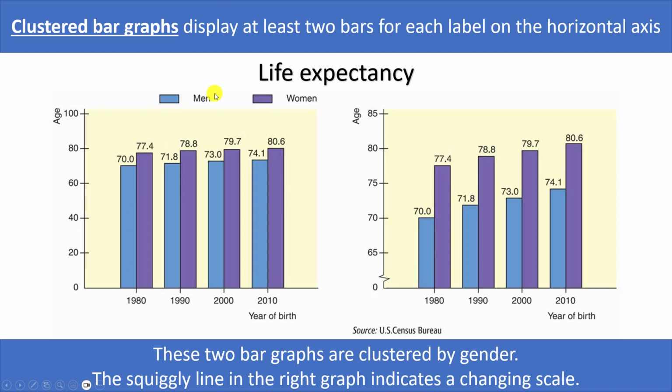So once again, these are clustered bar graphs, and they are clustered by gender because we're showing different genders or sexes clustered together on our horizontal axis, right? And the squiggly line here on the right graph is indicating what we call a changing scale. We're kind of jumping up here, which I would try to avoid if possible, right? It's always going to be a better graphical representation of your data if you can avoid that jump scale.